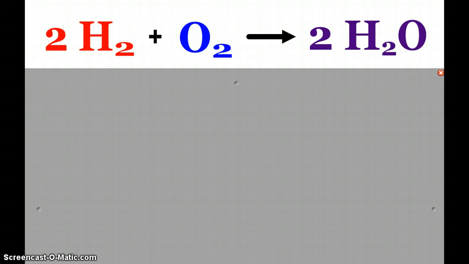So again, the limiting reactant limits the amount of product that we can make in a chemical reaction, and any other reactants that are left over are what we call excess reactants. So here is the balanced equation showing us the synthesis of water. Remembering hydrogen and oxygen are both diatomic, so 2 molecules of hydrogen plus a molecule of oxygen can make us 2 molecules of water.